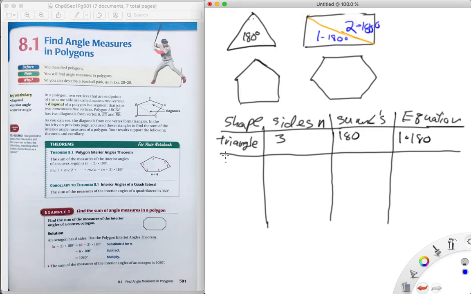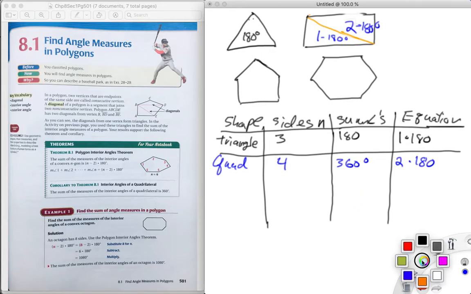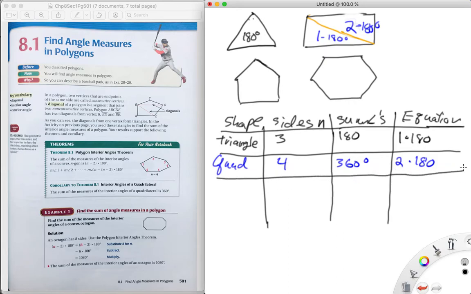So if I think about a quadrilateral, I have 4 sides. And if I was to add these 2 triangles together, 180 degrees plus 180 degrees, I would get 360 degrees. And I could think of it as 2 triangles times 180 degrees to get the sum of the interior angles of a quadrilateral.